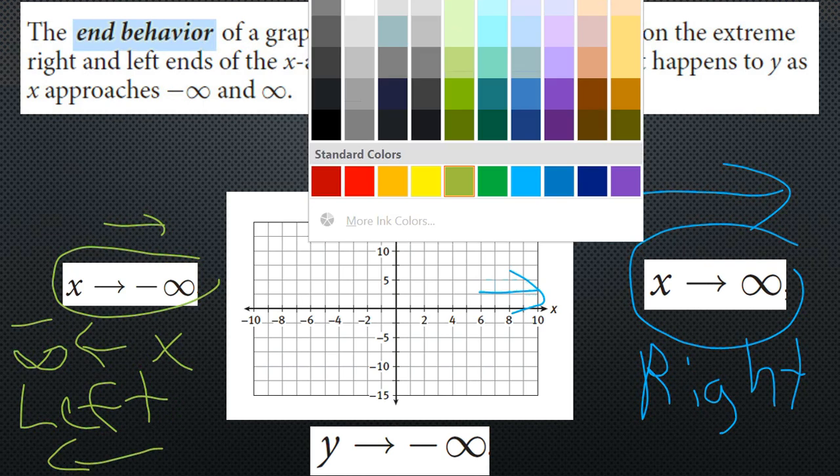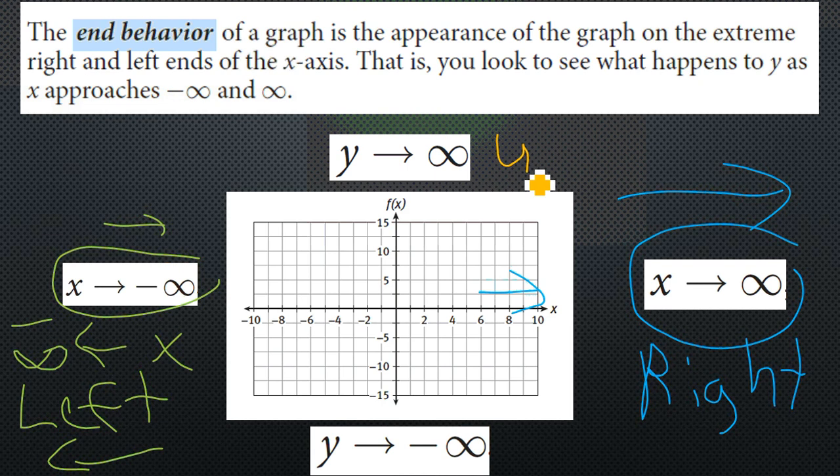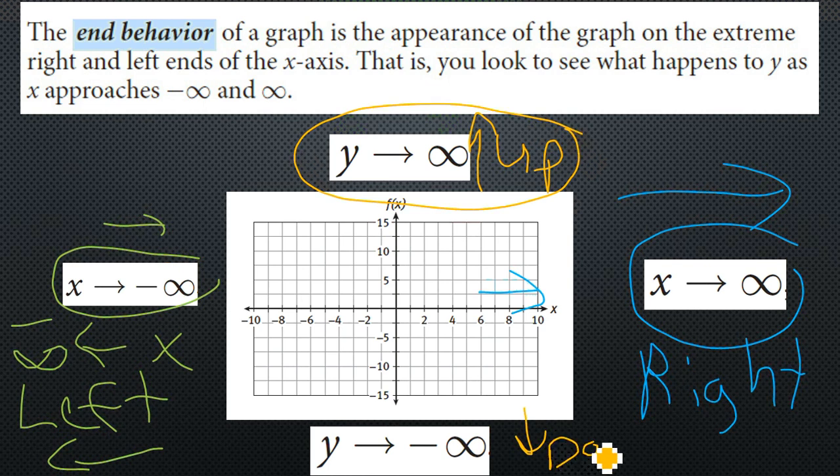Okay, the next piece would be looking up. As y approaches positive infinity would be looking upwards. And then our last piece down here is down. This one is y approaches negative infinity, which is looking down. So that's the notation on those things.